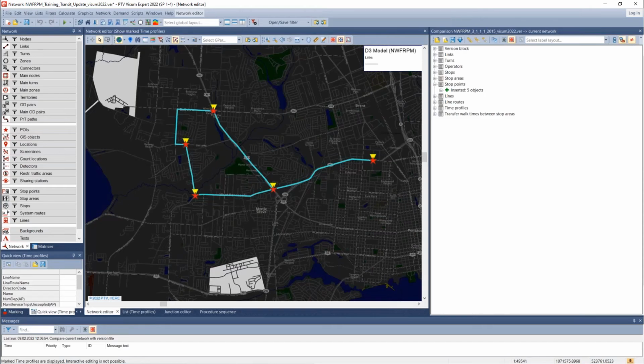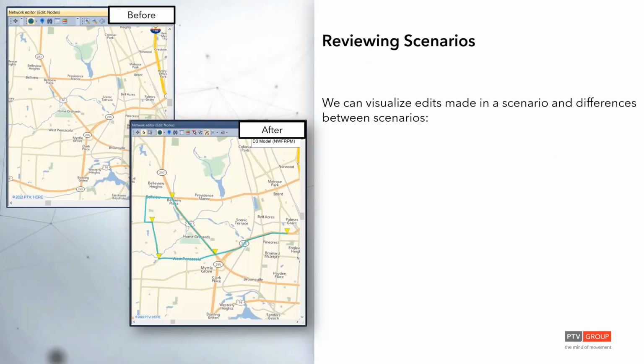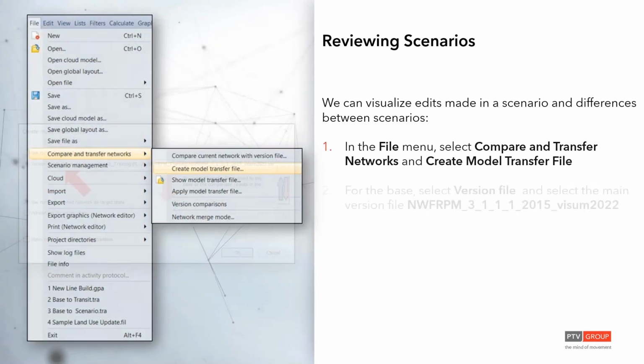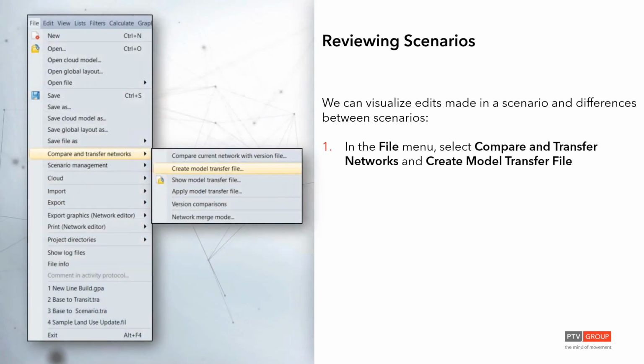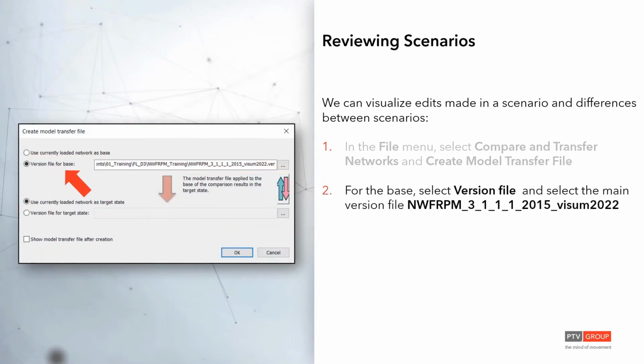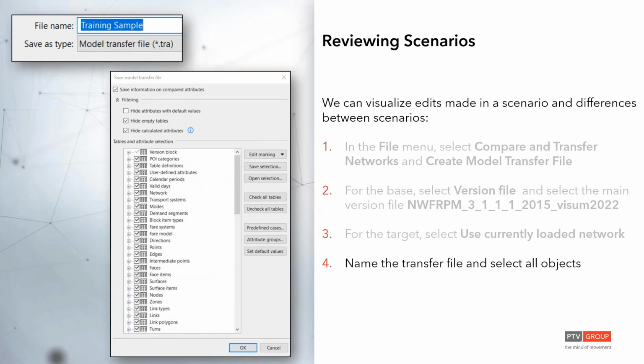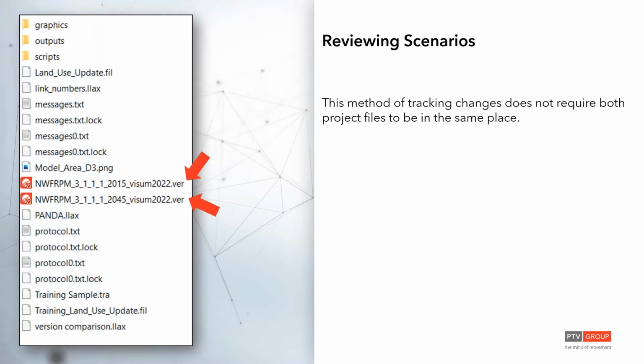Let me go back to my PowerPoint. There we go. So here's just a quick walkthrough on how to do that. Again, you'll go into the file menu, compare and transfer networks, and you can create a transfer file. And then it'll create this .tra, and you can send that instead of sending 2 different version files.